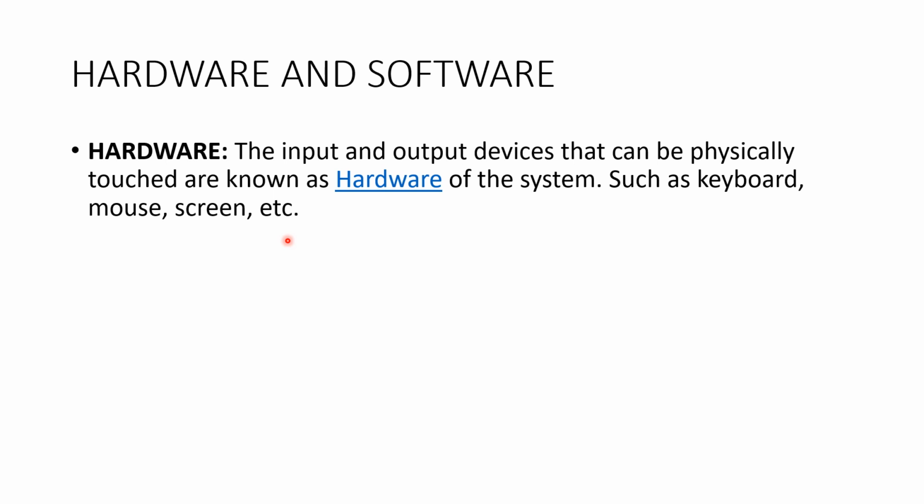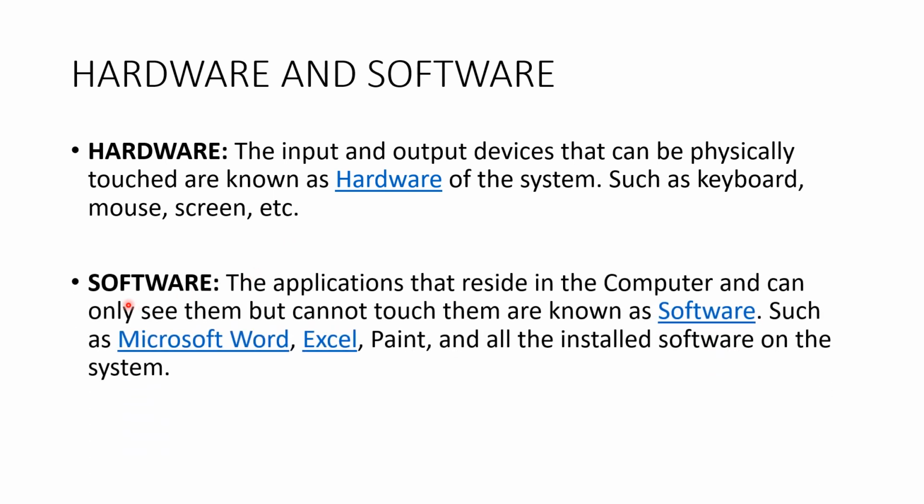Then what is software? We will see software also now. Software: the applications that reside in the computer, which we can only see but cannot touch, are known as software. All the programming done inside the computer is called software. Programs can be seen but cannot be touched, like Microsoft Word, Excel, Paint, and all the installed software on the system.